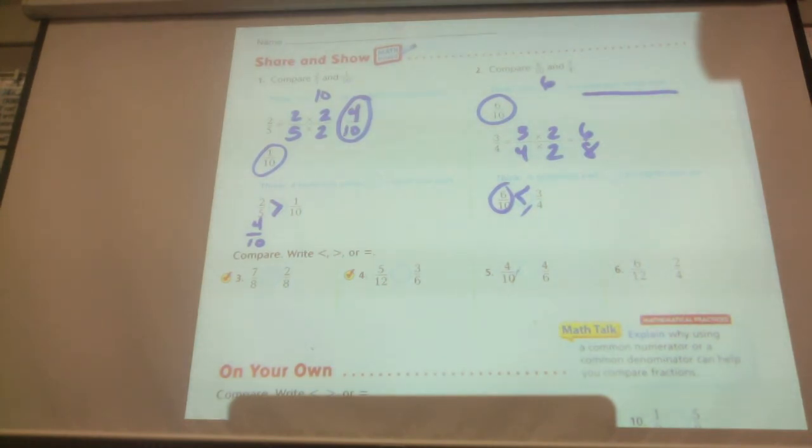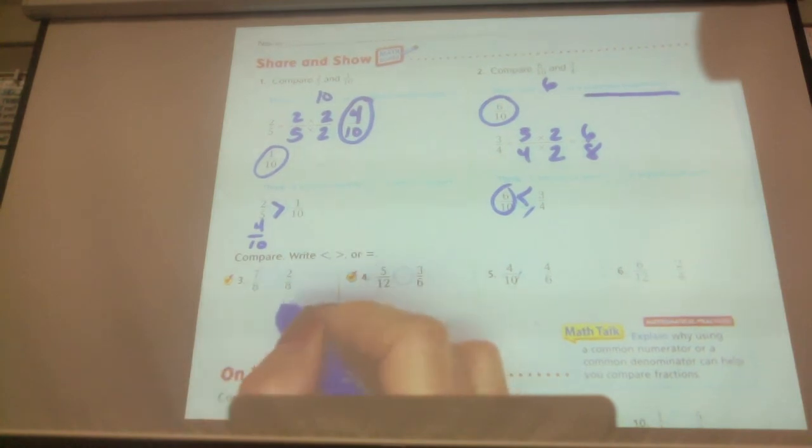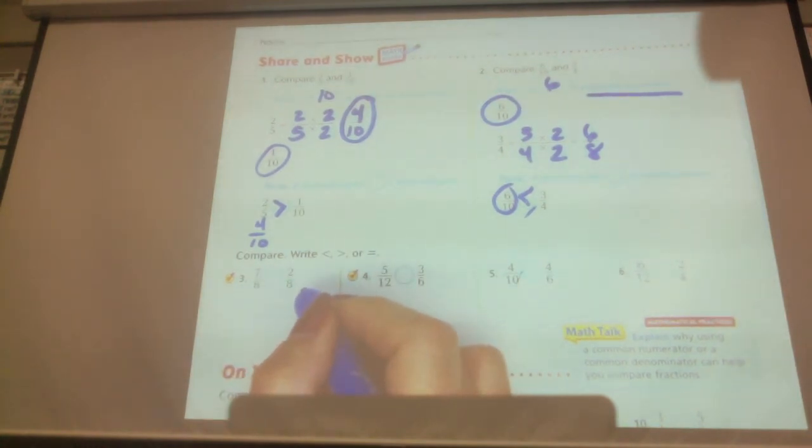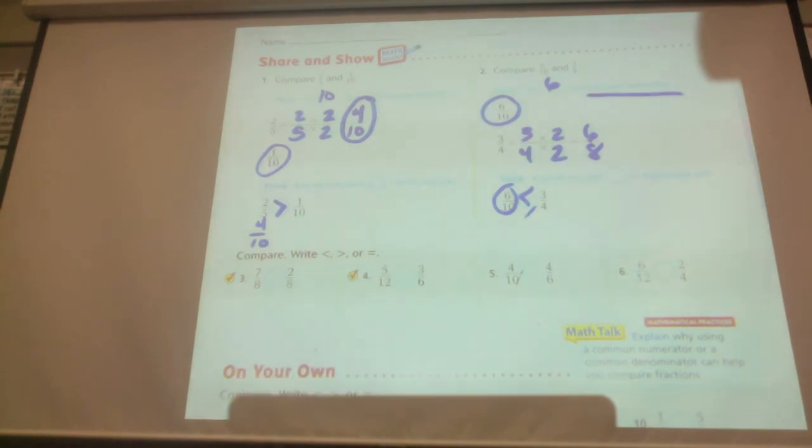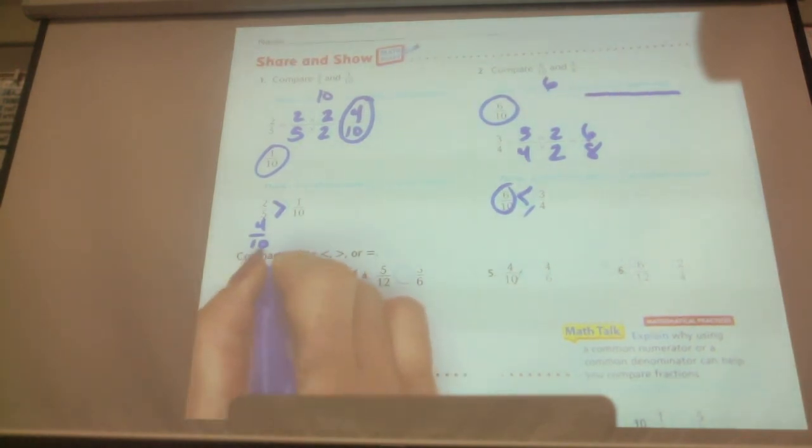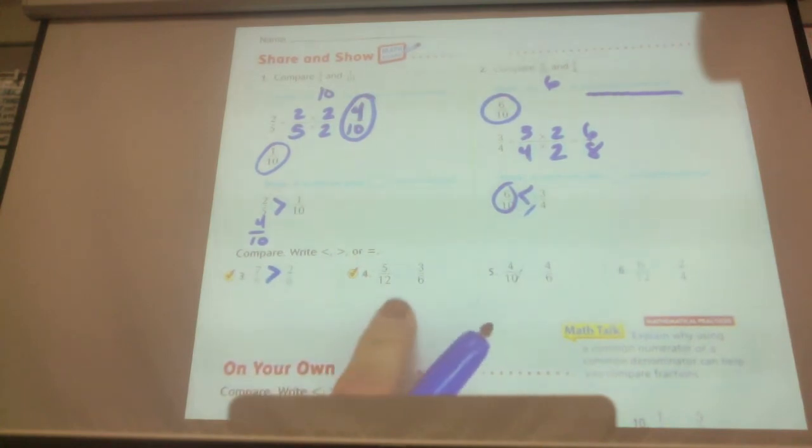Now, just looking at 7/8 and 2/8, do I have to change anything? No. Who could explain to me in words why I don't have to change anything? Malia, why would I not have to change it? Right, because it's a common denominator. They already have a common denominator, so which one is greater? 7/8.